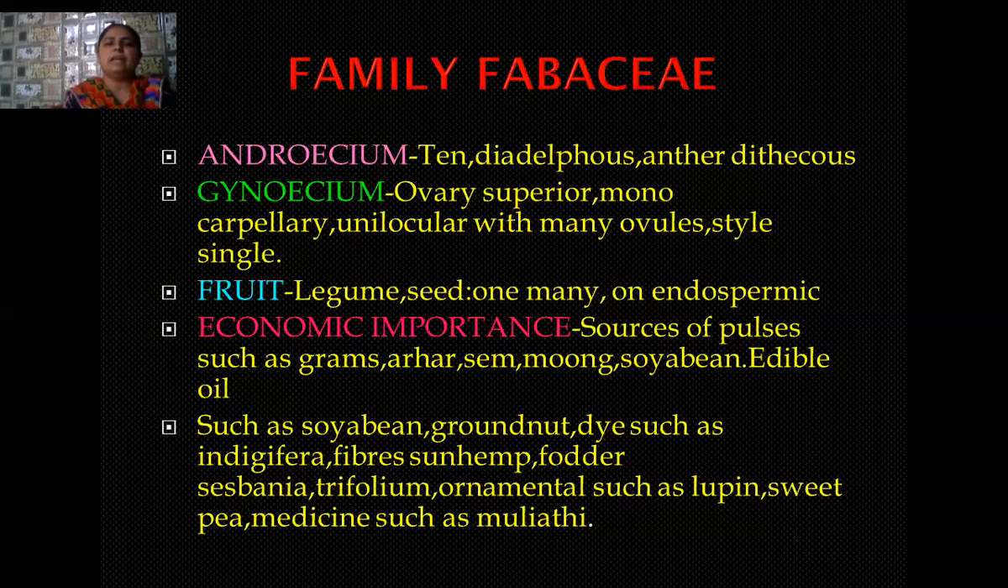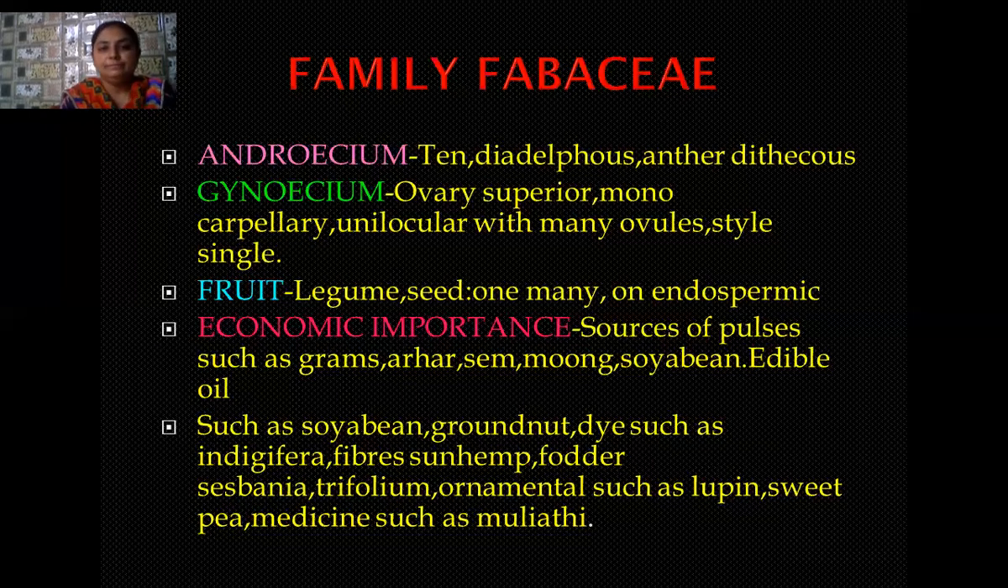Diadelphous condition means 9 stamens are clustered in a sheath-like covering, and 1 stamen is present alone. That is 1 plus 9 arrangement. Diadelphous condition. Anther dithecous. How many lobes are present in anther? 2 lobes are present in anther.